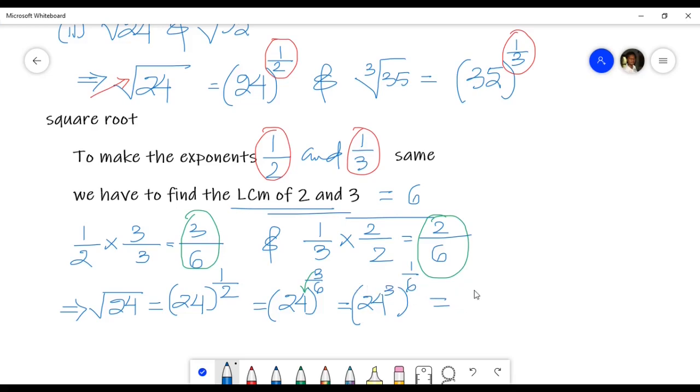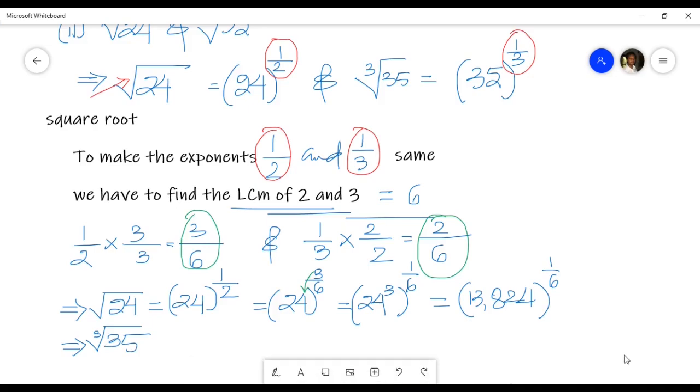Let's find out 24 cube. Multiplying 24 3 times. When you multiply 24 3 times, we should be getting 13,824. 13,824 to the power 1 by 6. Now let's see the second term. Second term is third root 35. We'll convert it into fractional exponent.